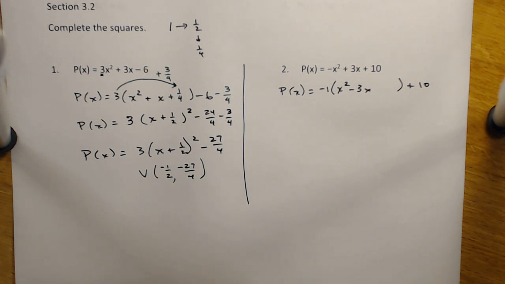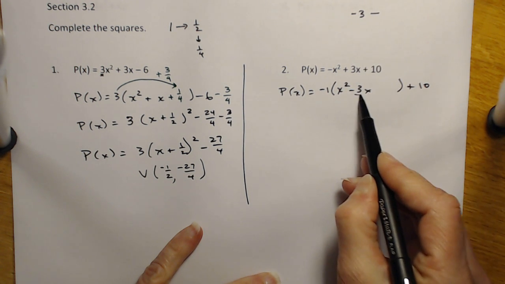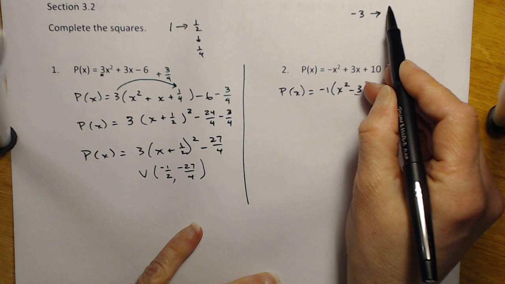But now we need to complete the square. So we take our negative 3. That's the coefficient of x. Divide it by 2.